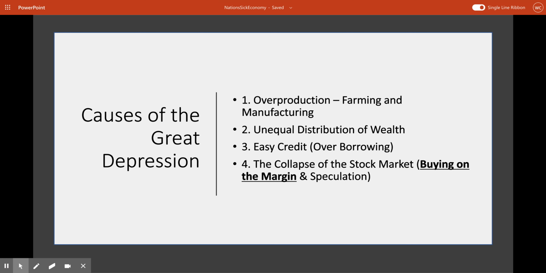All right, guys. So today I really just have one takeaway for you, and that's quite simply: remember the causes of the Great Depression: overproduction, unequal distribution of wealth, easy credit, and the collapse of the stock market. Those are the things that really caused the nation to sink into a depression.